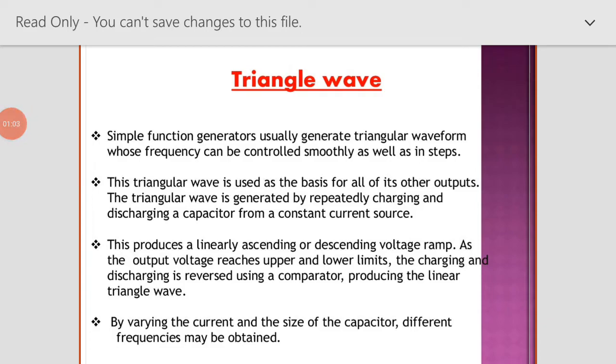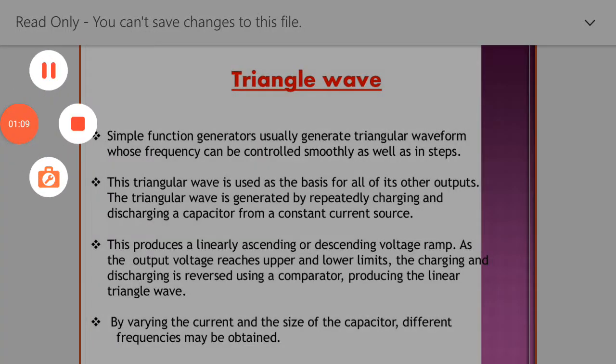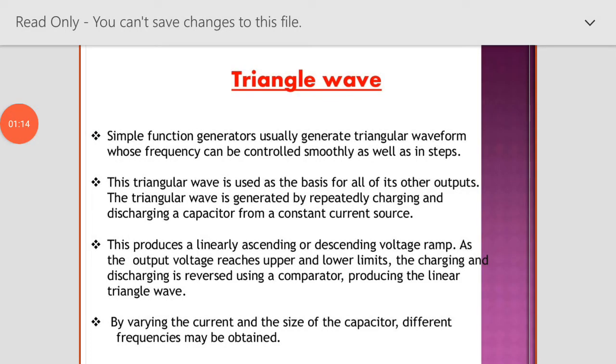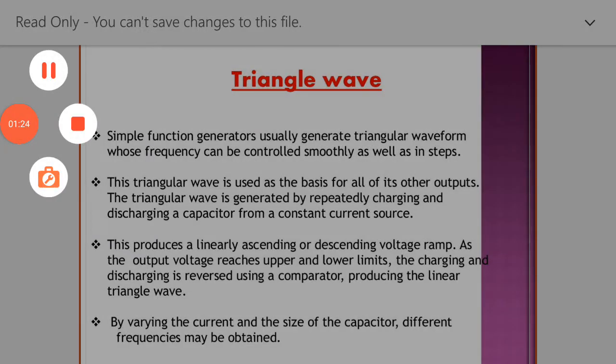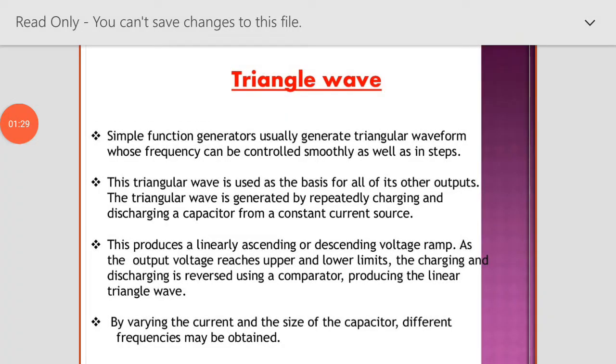In triangular wave, simple function generators usually generate a triangular waveform whose frequency can be controlled smoothly as well as in steps. This triangular wave is used as the basis for all of its other outputs. The triangular wave is generated by repeatedly charging and discharging a capacitor from a constant current source. This produces a linearly ascending or descending voltage ramp.